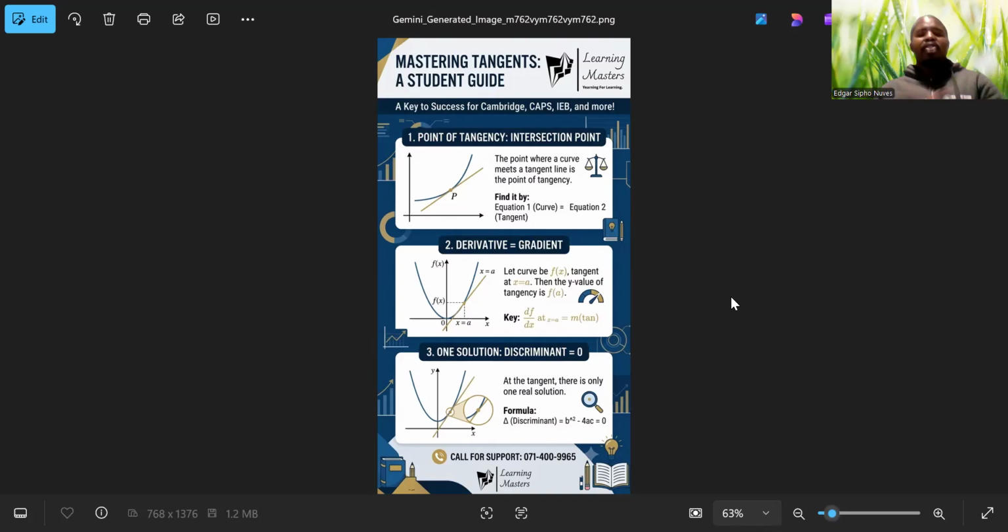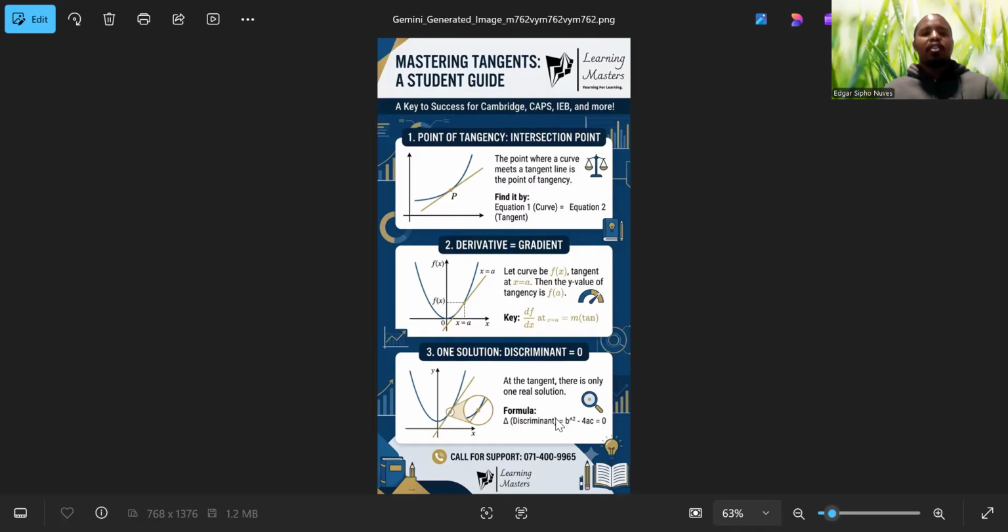A tangent is a line that touches a curve at one point, a curve being a graph of some function. As you can see in this picture, there's a blue graph which represents a curve. It could be a parabola, it could be an exponential graph, for example. A tangent is a line that touches a curve at one point. There are three important things to remember when you're solving tangent related problems. I made this poster to help you remember them.